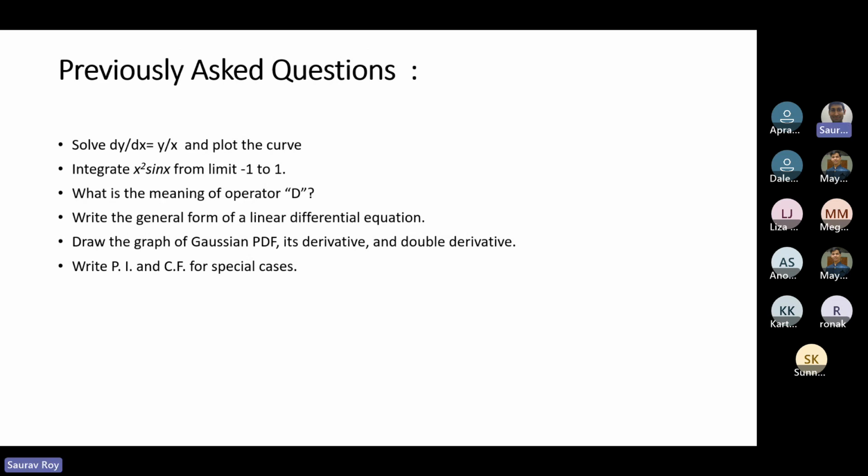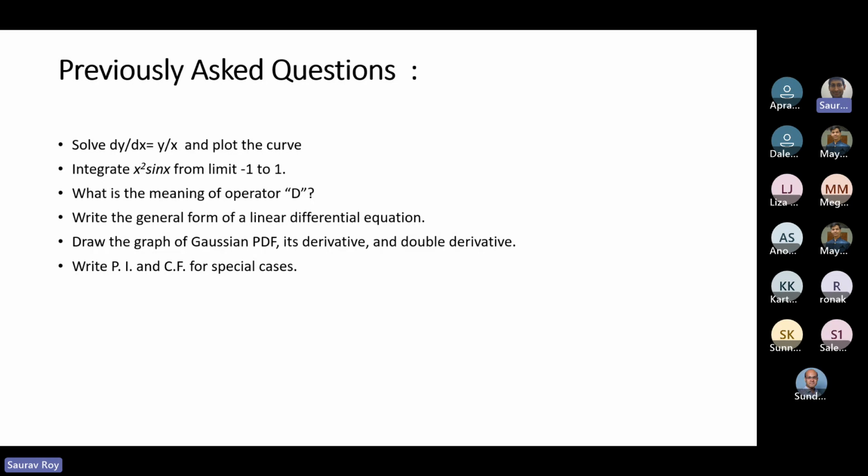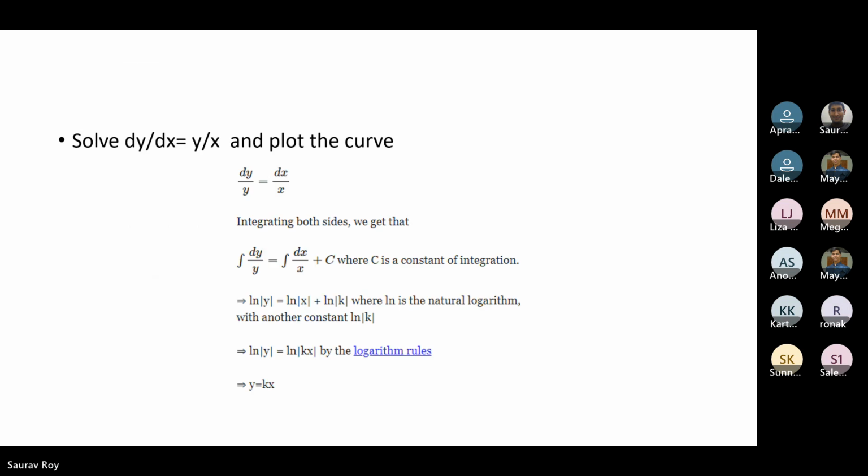These are the previously asked questions we have, a few from what we can recollect. Mostly, Lisa had some questions because she had calculus in her topics. As you can see, these were the questions, and mostly they are very basic. A normal differential equation was given to solve, and there were basic questions on operator D, the general form of a differential equation, and PI and CF. I think most of you already know all this from your GATE syllabus. So first we will try to cover some basics and then differential equations.